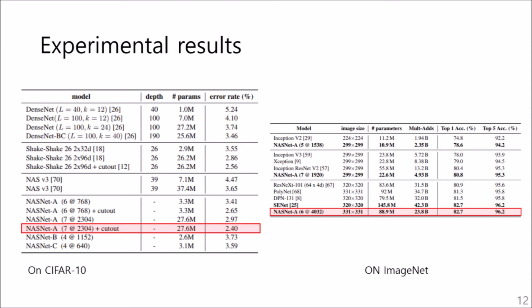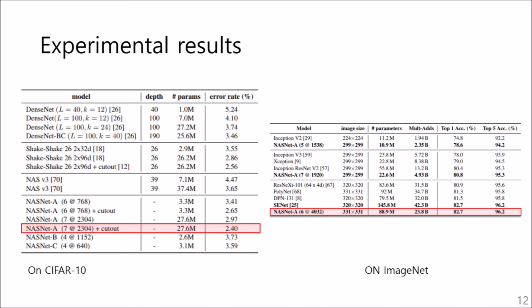Next, I will talk about the results of the experiments. First, comparison with state-of-the-art models on CIFAR-10. When cutout was applied to shake-shake regularization, the 2.56% error rate was the lowest. But NASNet shows that a lower error rate of 2.40% could be achieved with almost the same small number of parameters, in the case of NASNet-A with cutout.